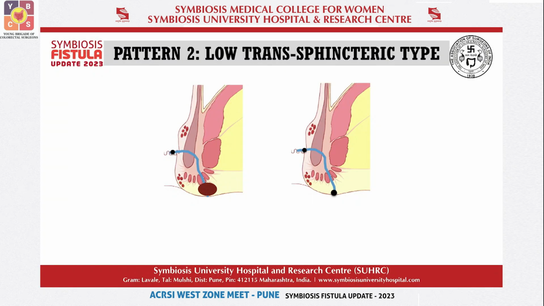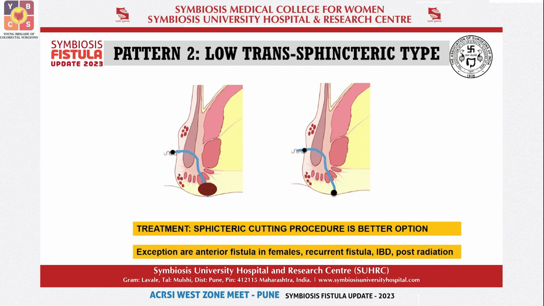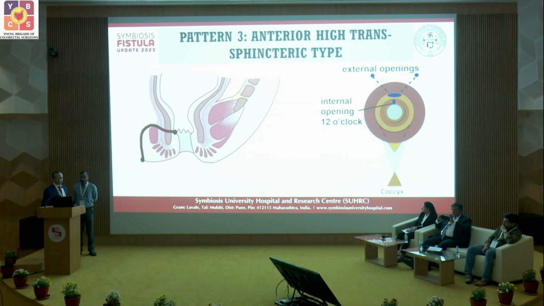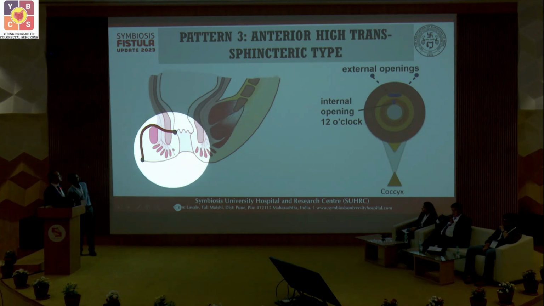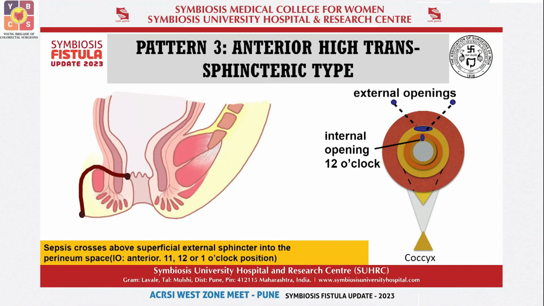Going to the low transsphincteric type, the treatment option is simple; a sphincter cutting procedure is a better option. The exception to that is if we have an anterior fistula in a female, a recurrent fistula, IBD, or post radiation, where we need to preserve the sphincter. Coming to the anterior high transsphincteric type, there will be a tract going anteriorly, which will mainly go to the deep perineal space and come out. In a female or male, sphincter preservation will be needed. We need to appreciate this on the MRI, that will be better.